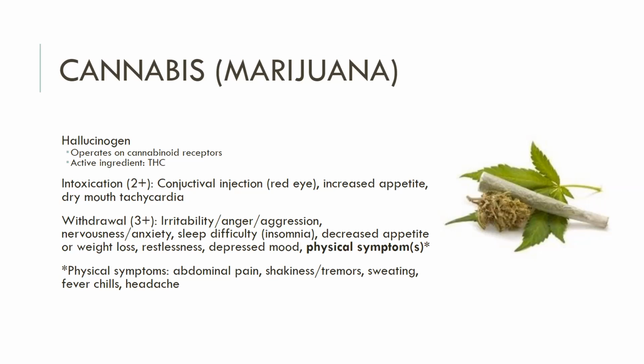Intoxication is diagnosed by the presence of 2 or more of these symptoms, which include conjunctival injection, a really fancy way of saying red eye, increased appetite, dry mouth, and tachycardia, or a fast heart rate. Withdrawal is diagnosed by 3 or more of the following: irritability, anger, or aggression, nervousness, anxiety, sleep difficulty, more specifically insomnia, decreased appetite or weight loss, restlessness, depressed mood. And then we may also see physical symptoms, which include abdominal pain, tremors or shakiness, sweating, fever, chills, or headache.